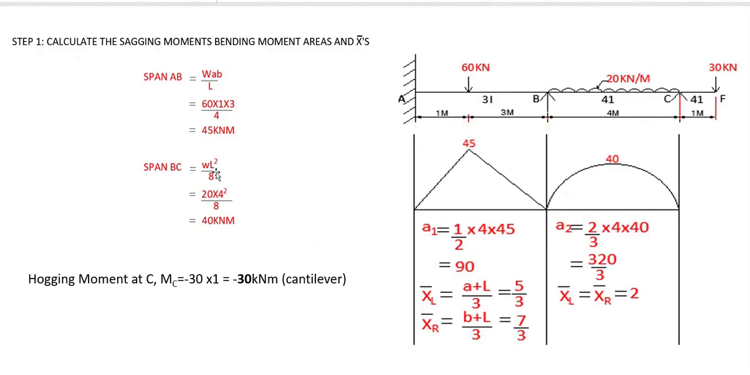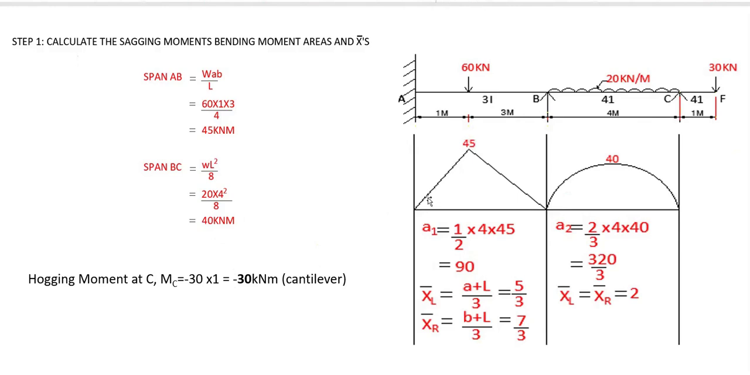Span BC, we have a UDL. So the formula is WL squared divided by 8, and you get 20 times 4 squared divided by 8, you get 40 kilonewton meter. For CF, we have hogging moment, not sagging. The point load will cause an uplift here at C, so the beam will be hogging at C. It's 30 times 1, and you get negative 30 for the cantilever part.